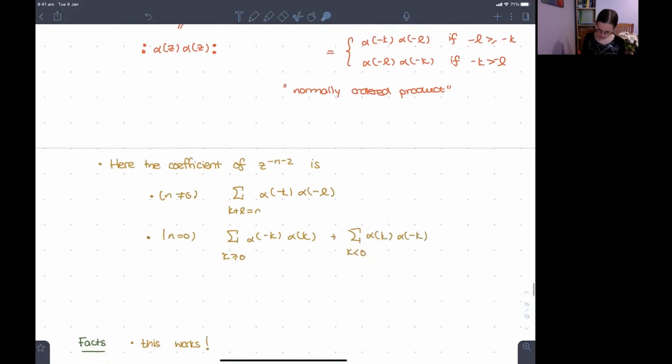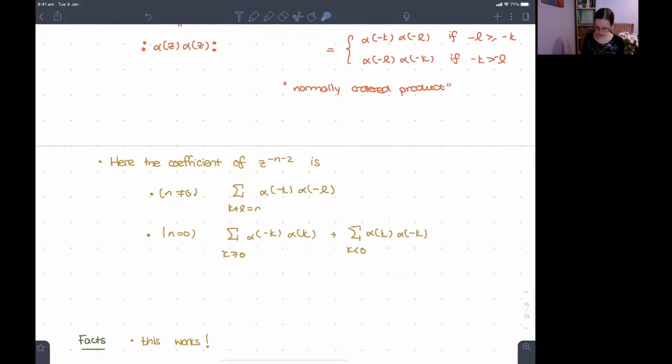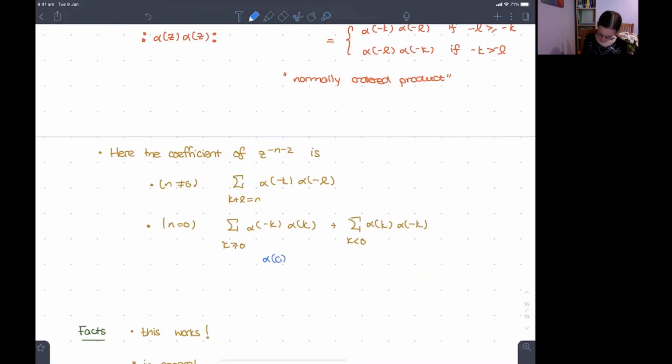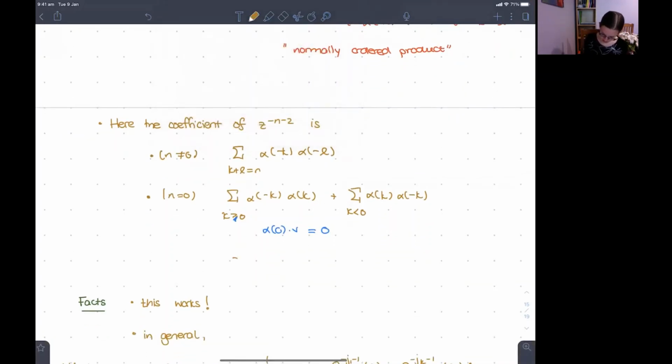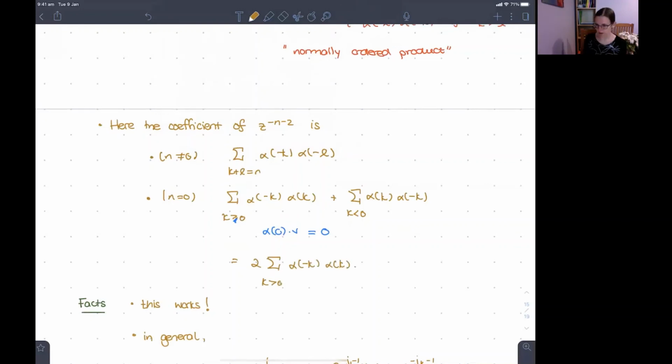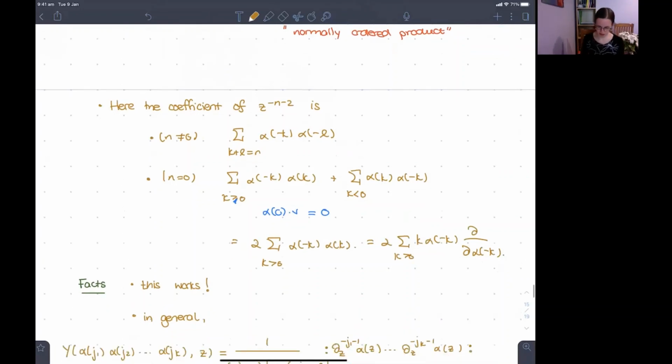Okay, and these sums look pretty symmetric except for this k equals 0 term, but remember that alpha 0 acts by 0. So in the endomorphisms of pi, the 0 term doesn't count, so we can just get rid of that. And so we get 2 times the sum over positive k's alpha minus k, alpha k, and if we remember how alpha k acted, we can write it. So this is how it acts on monomials. Okay, and so the fact is that this works.